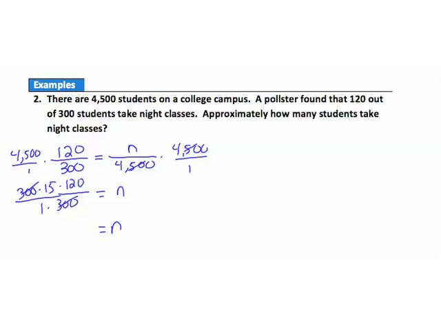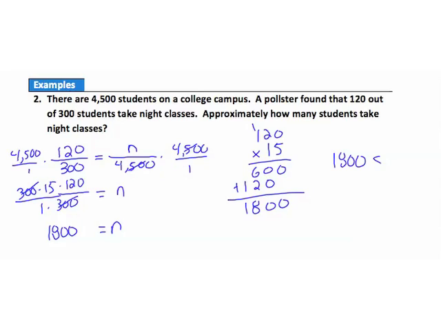So on some scratch work, we're going to take 15 times 120, and so 5 times 0 is 0, 5 times 2 is 10, carry the 1, 5 times 1 is 5, plus 1 is 6. Then when I multiply by 1, I'm going to get 0, 2, 1. Add that together, 0, 0, 8, 1. So it looks like we're going to get 1,800. Now let's answer the question they asked. How many students take night classes on this campus? So it looks like 1,800 students take night classes.